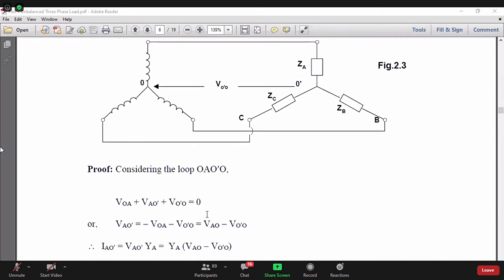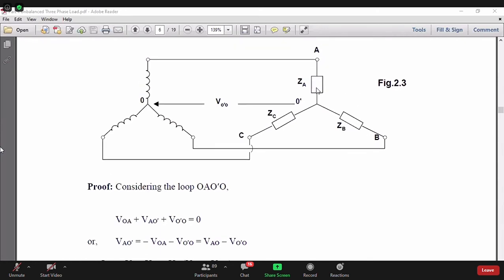So what we say is, what is VAO prime? That is VAO minus VO prime O. That is directly minus of this. And AO prime is the phase voltage of the source.